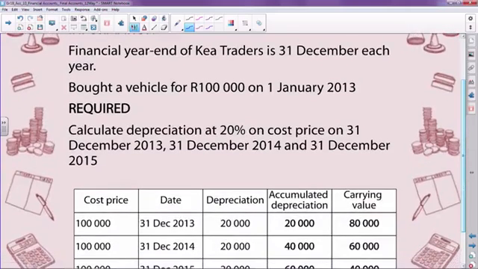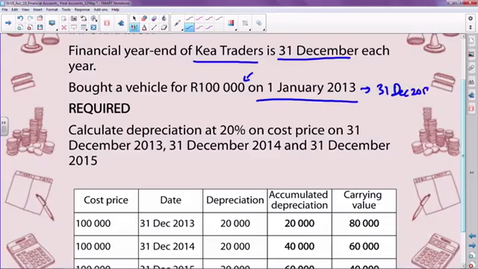At the financial year end, Kia Traders normally have their financial year end on the 31st of December. So what you need to do is calculate depreciation on the vehicle bought, and you paid 100,000 Rand for this vehicle on the 1st of January 2013. So hopefully you know that the end of the year will be 31 December 2013. You see, that's the end of the year. That is 12 months. So if I bought it on the 1st of Jan, I use the 12 months up to the end. And when do we do depreciation? We always do it at the end of the year.